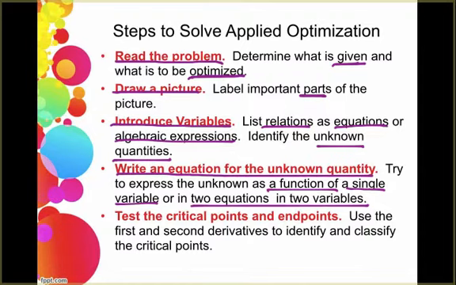Then the last thing is you're going to actually go through, take your derivatives so that you can get your critical points, and then test those and your endpoints. You'll use your first and second derivatives to help you identify and classify your critical points, and then make sure you answer the problem. If you're trying to maximize the volume, then make sure that you find the dimensions that might maximize the volume, or it may ask you for what is the maximum volume, so make sure at the end you've answered the question that they've asked.